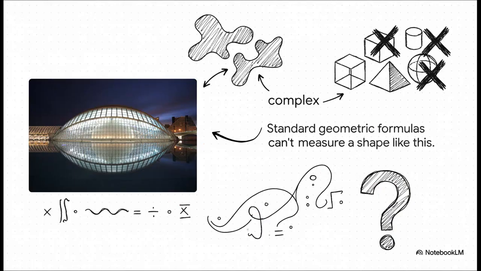I mean, just look at this incredible building. You can't just take its dimensions and plug them into a standard high school geometry formula to find its volume, right? It's way too complex, too organic. So the question is, how does math actually tackle a shape like this? How do we find the volume of something so unique?